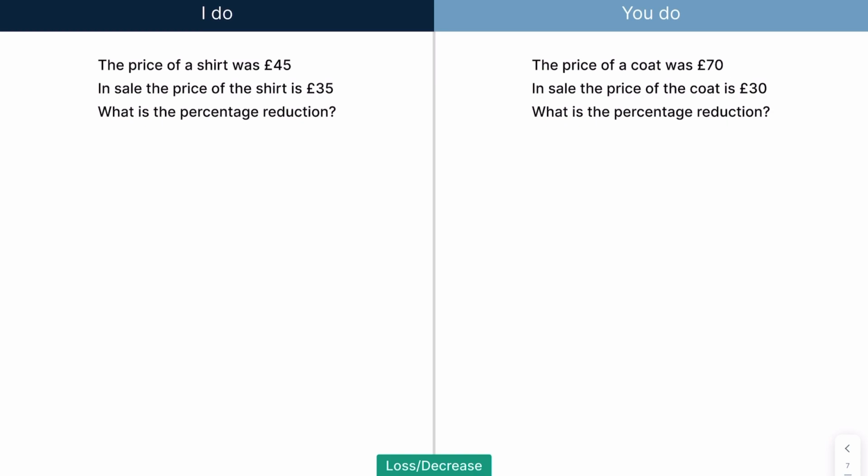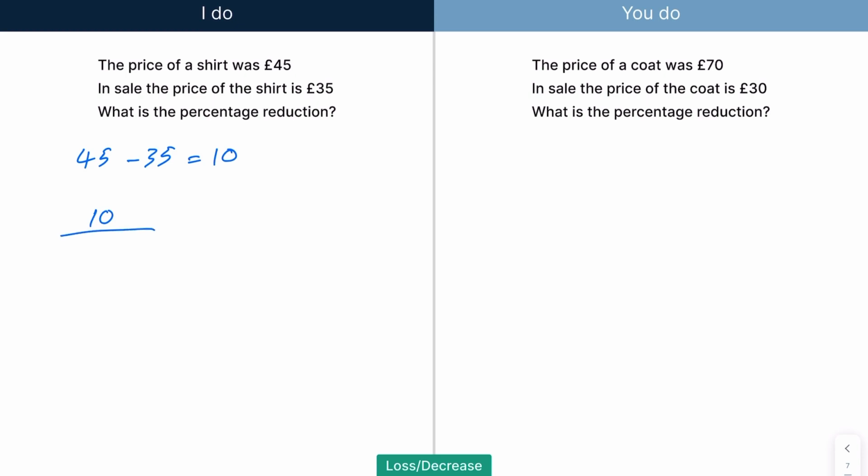So you can see the price of the shirt has gone down. It was 45, it's now 35. Again, we work in the exact same manner. You work out the difference. The difference is always positive. So you just do the big number, take away the small number. So we know it's gone down by £10. So the difference is £10.